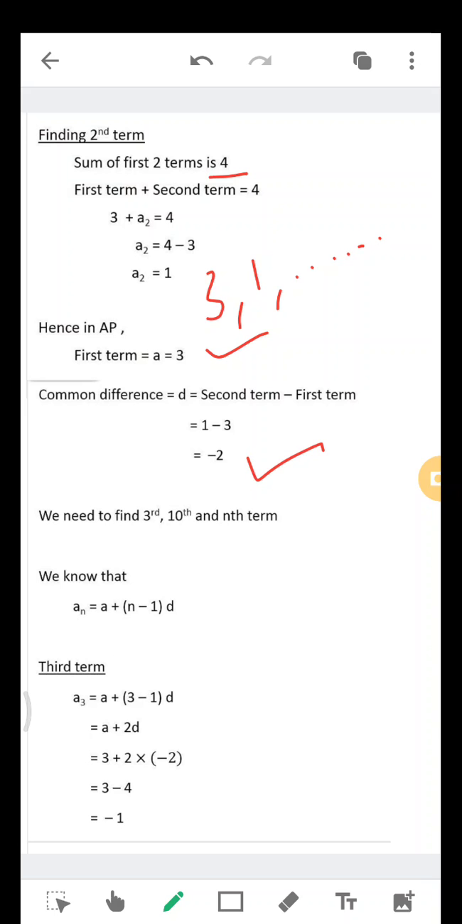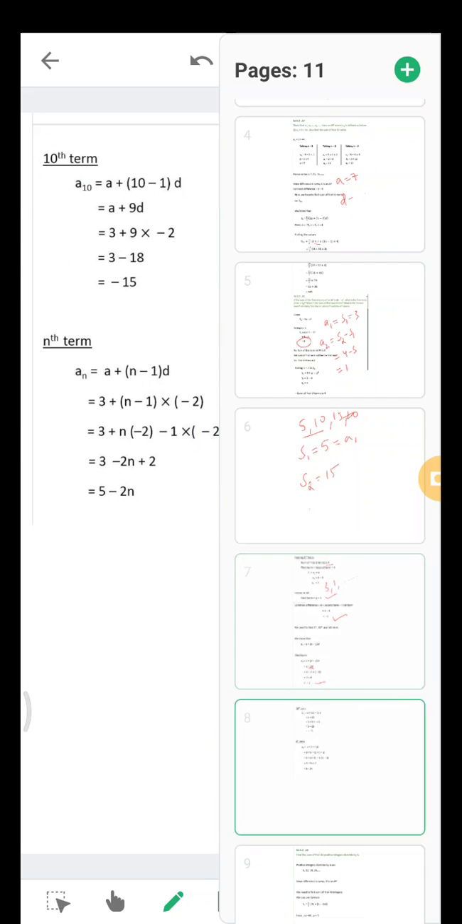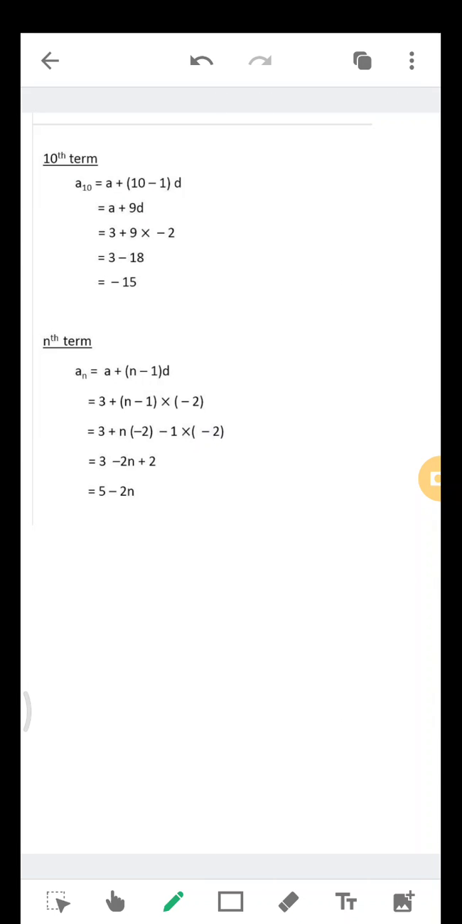So we'll find the third term. Third term is nothing but a3. We'll use the an formula to find the term. a3 is equal to a plus n minus 1 into d, that is 3 minus 1 into d, that is a plus 2d. You can even directly write a plus 2d. A is 3 plus 2 into d, d is minus 2. Substituting all the values, 3 minus 4 is minus 1. We have got the third term. In the same way we'll find the 10th term, that is a plus 9d. Substituting a and d values, you get the 10th term as minus 15.